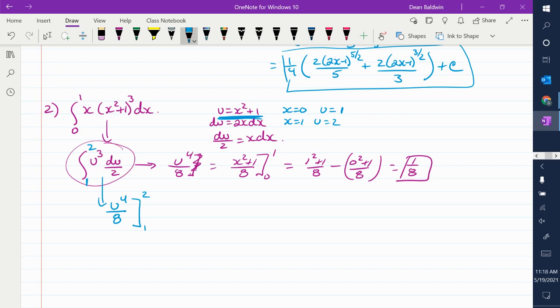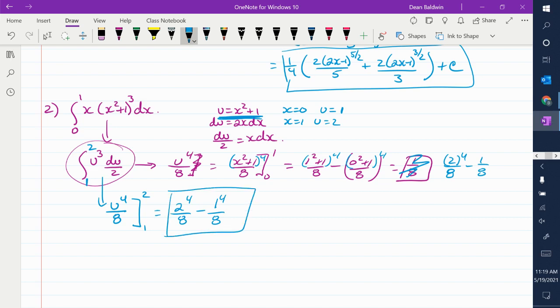Oh, you know what I forgot? That's to the power of 4. So it's going to be a 1/8. I'll just write it like this. There, it'll be that. Okay. Then I put in my 2. I subtract putting in the 1. Whatever that is, I don't actually care. The point is, it gives you the same answer.